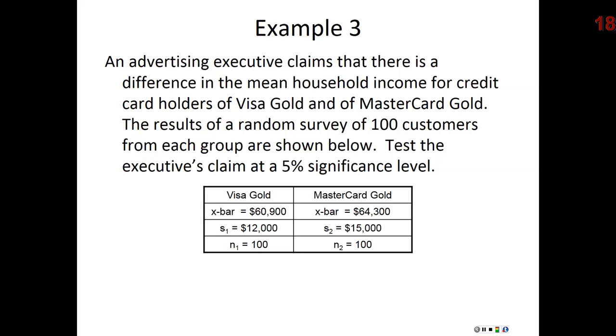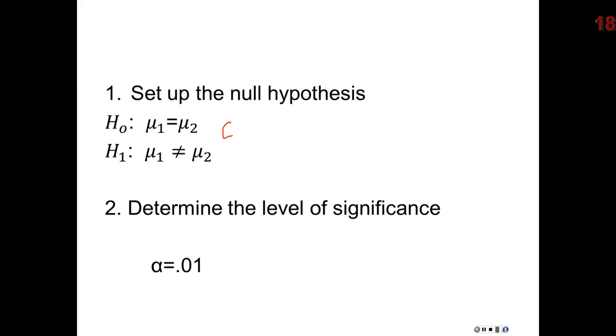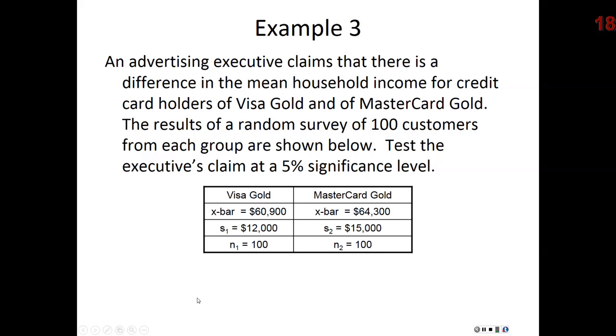Let's look at another one. Now, look at the difference between this one and the last one. This one you had a what? A population standard deviation. The next one, you have a sample standard deviation. So what do you think the difference is going to be? It's the same thing. You write the null and alternative hypothesis. You figure out what your information is. Your n's are the same. So what is the big difference between this one and the last one?